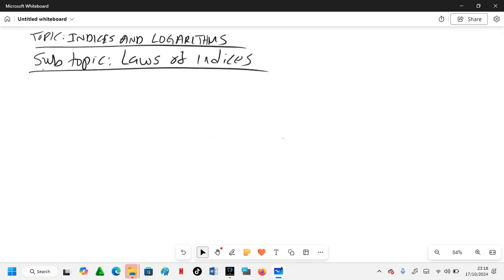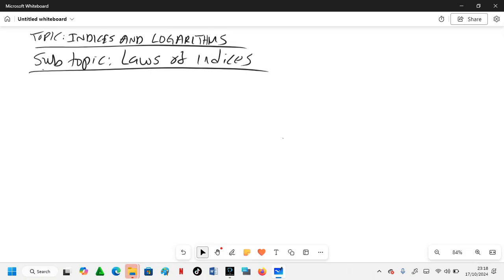This is the second topic in Form 2 we are handling. It's called Indices and Logarithms. Today we are specifically going to handle the indices part, so that in our next lesson we handle logarithms, okay?